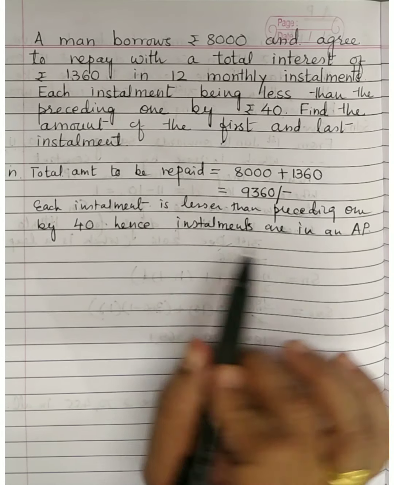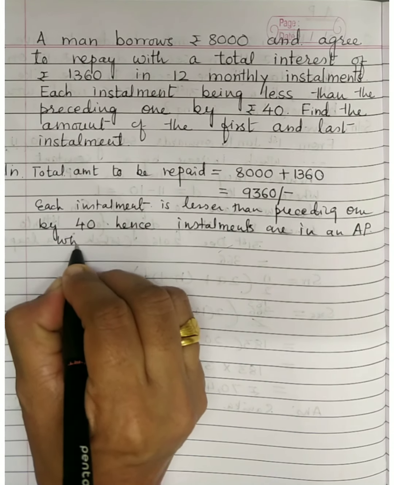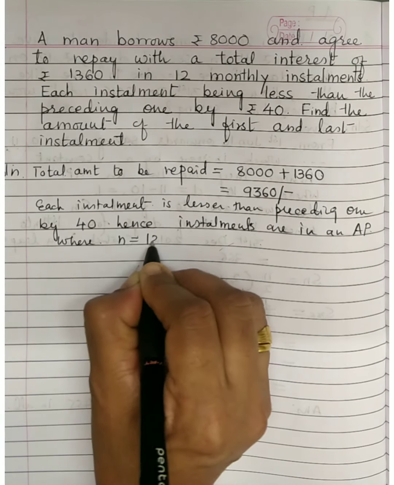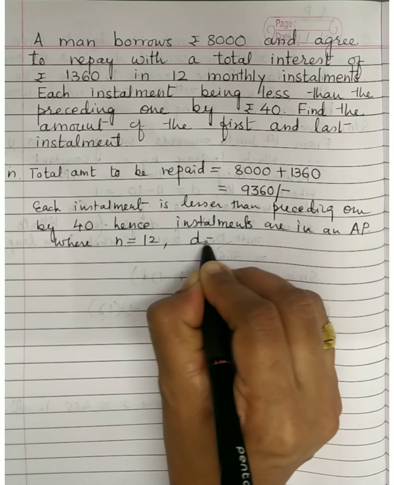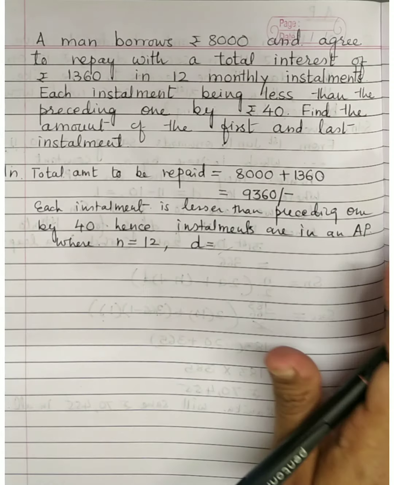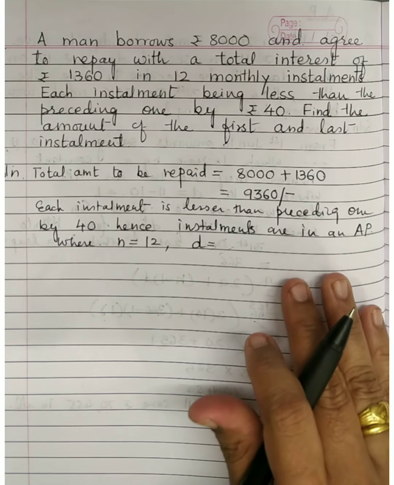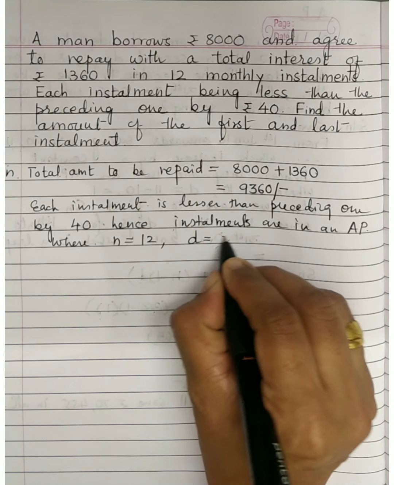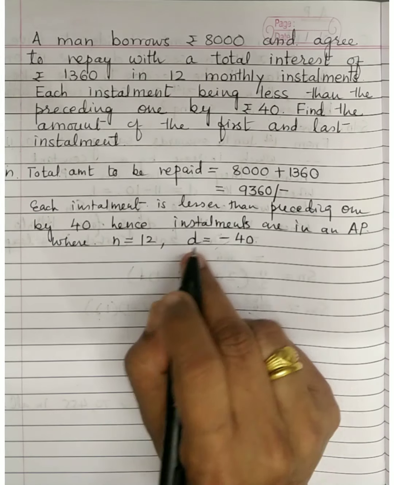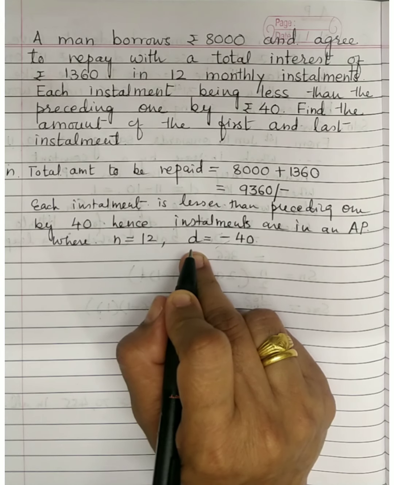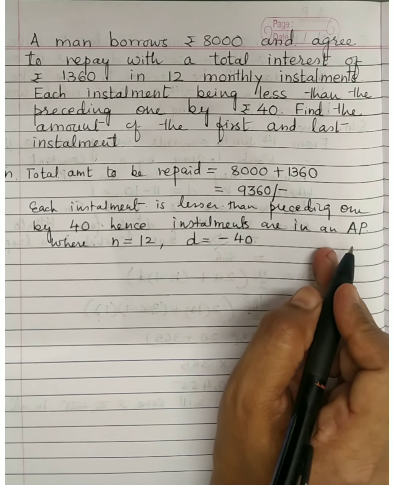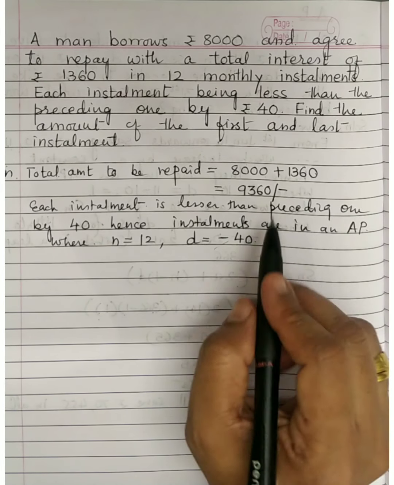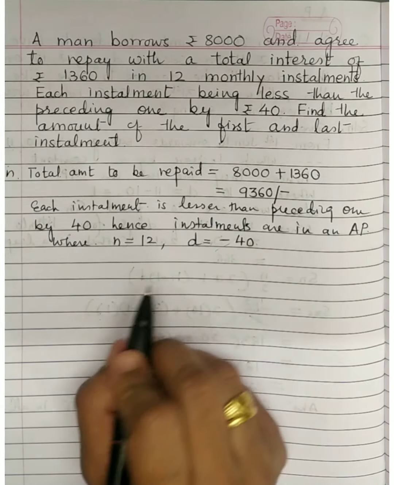Okay, so the installments are in AP, and now here we'll write where n is 12, right? Now d, what is happening? Each installment is lesser than the preceding one. So how do we find the common difference? Second installment minus first installment, so that will be minus 40. That is another thing you need to note here. They are becoming less, hence the next one minus the previous one, the answer will be negative 40, because the previous one is greater, to be subtracted. So d is minus 40.